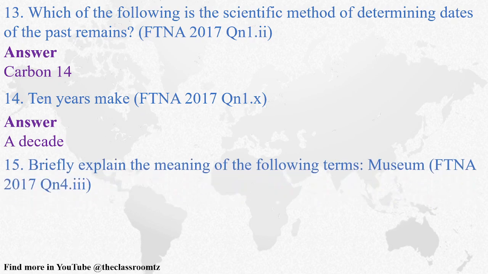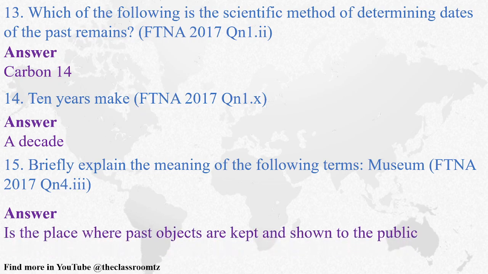Briefly explain the meaning of the following terms. They also asked you to define what is a museum. What is a museum? The correct answer was, it is the place where past objects are kept and shown to the public, or the building or the place where past objects are kept in order to be shown to the public. Remember, in a museum we keep only past objects, but these past objects can be things like tools, and sometimes documents or pieces of documents can be kept in a museum.